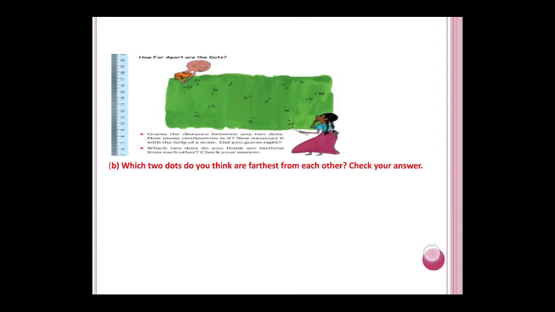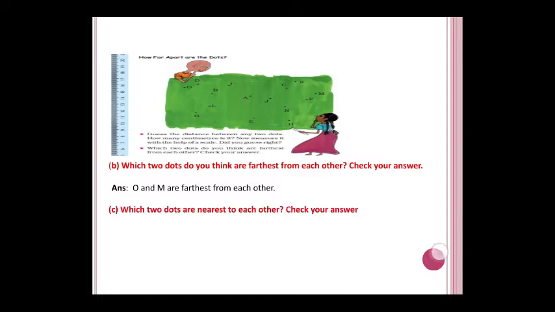Next, which two dots do you think are farthest from each other? Check your answer. Farthest means here the longer distance, the distance is more. See, by seeing only you can tell O and M are the farthest from each other, right? So you can see O and M are the longest distance.